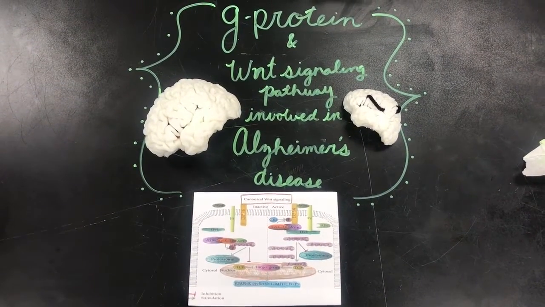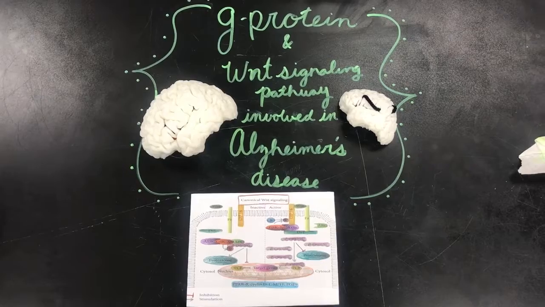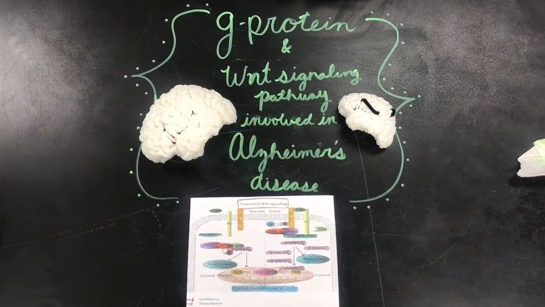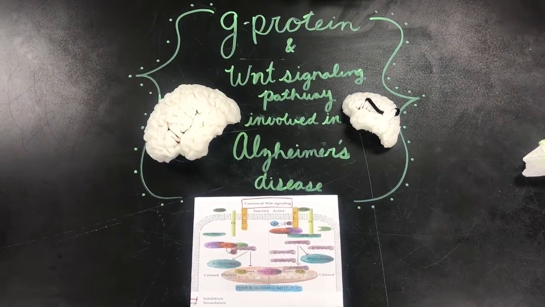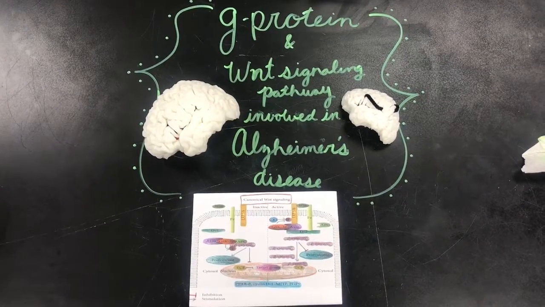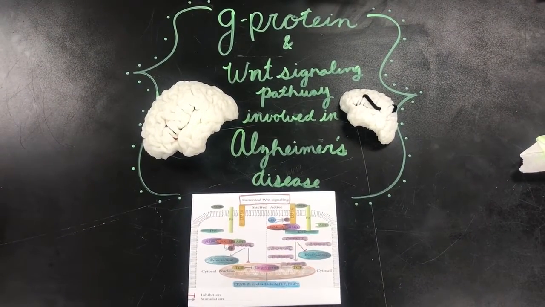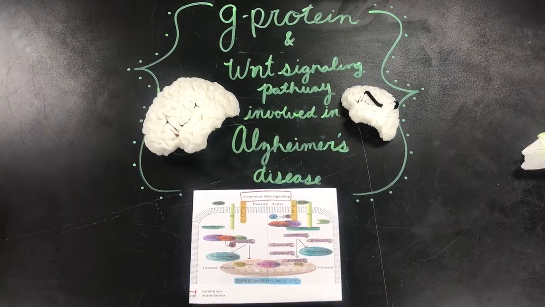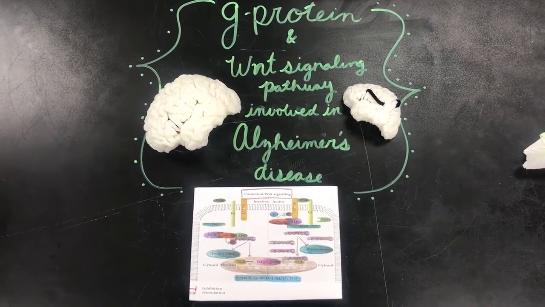Throughout this video, you will be able to see why this is so important and how, without G protein receptor pathways, there are lethal effects. We are going to explain this through the Wnt signaling pathway, which is a specific G protein pathway, and how without it, Alzheimer's disease will take its course in the brain.